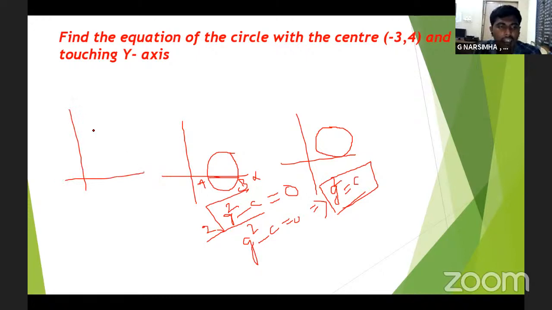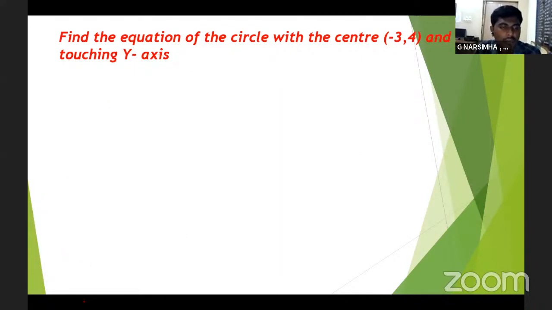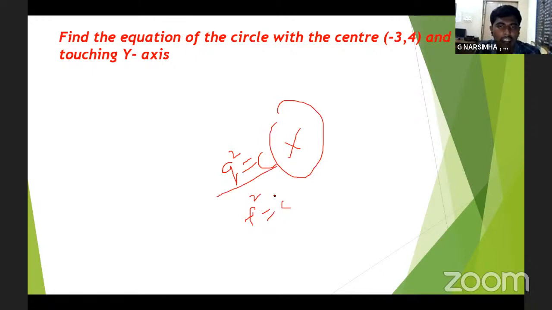Similarly, if the circle intersects the y-axis at 2 different points, the length of the chord is 2 root (f squared minus c). When it touches the y-axis at only one point, the length of the chord is 0 because there is no chord. If you transpose the 2 to the right-hand side, that is 0, and square both sides, f squared minus c equals 0, which implies f squared equals c. So when the circle touches the x-axis, the condition is g squared equals c. When it touches the y-axis, the condition is f squared equals c.